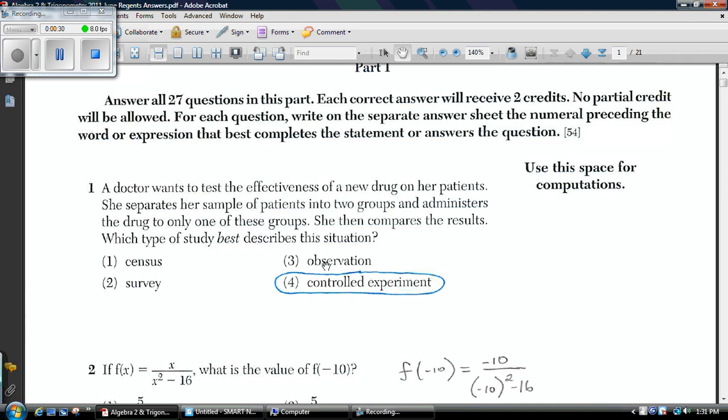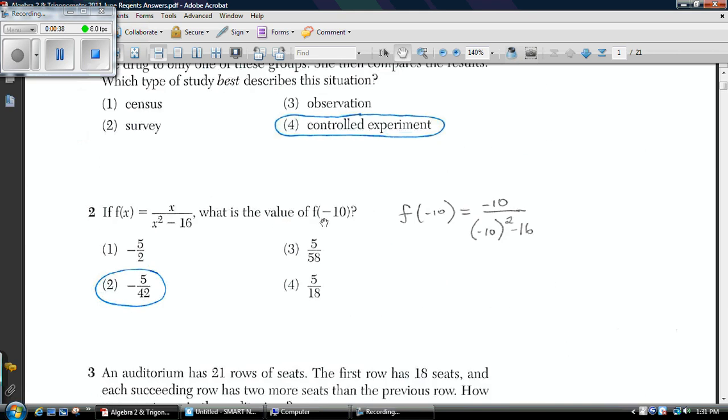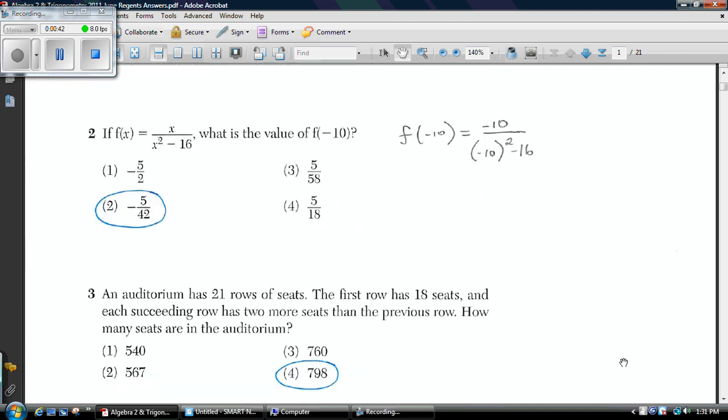It's not an observation. She's not just observing. She's not giving a survey. And she's not doing a census. So, controlled experiment. Number two, this is function notation. Just plug -10 in everywhere you see an x and get your answer.